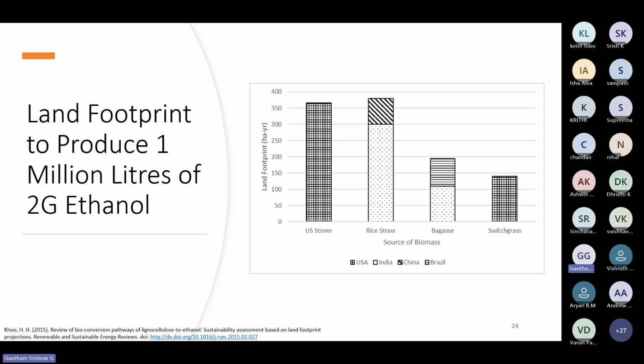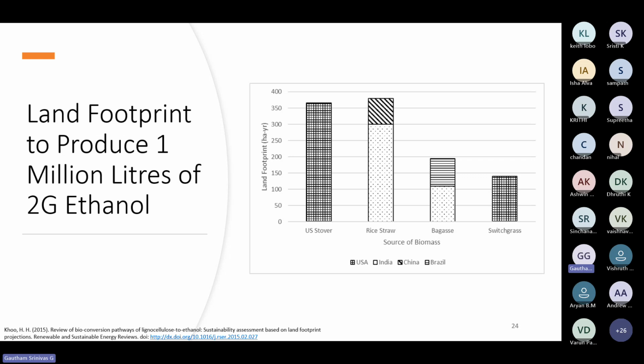In the US, using stover, you need like 350 hectares. In India, if you use rice straw, India versus China, you can see the difference here. You need 300 hectares of land in India, whereas you need about 75 in China. So it's exactly 1:4, the same ratio as the yield of the crop, right? You need 300 hectares of rice straw to produce 1 million liters of ethanol, whereas you need only 75 hectares in China.